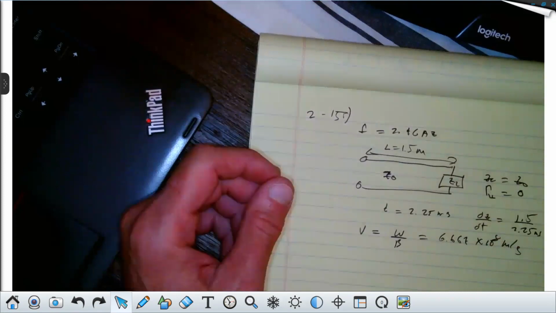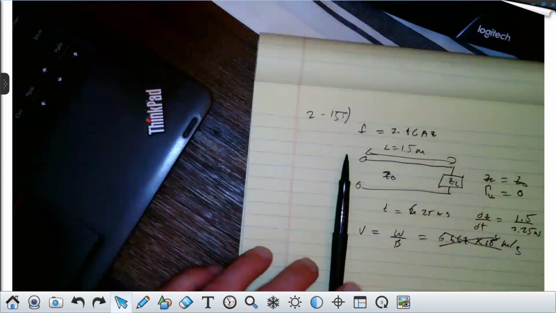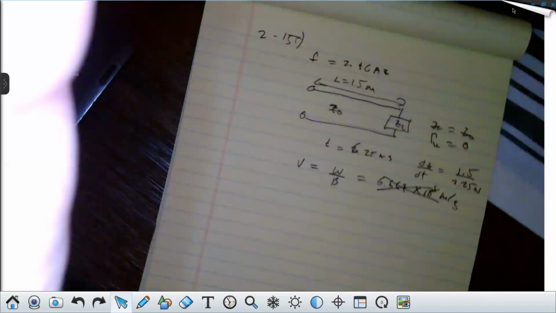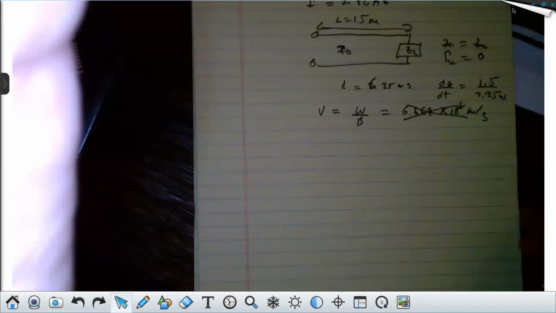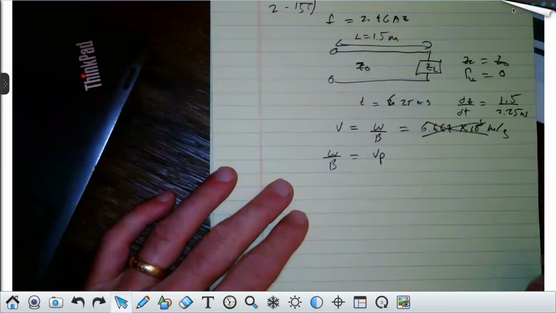So what I'm going to do is this. Let's strike that and go with 6.25. Yeah, I like the 6.25. It'll make it realistic. So it's 2.4 times 10 to the 8th, which is less than the speed of light, which I like a lot better. So that means here, when I'm doing this problem, I have omega over beta is equal to V phase, right? Now we're after beta. Are you with me, everyone?